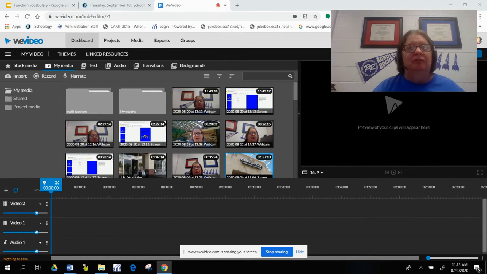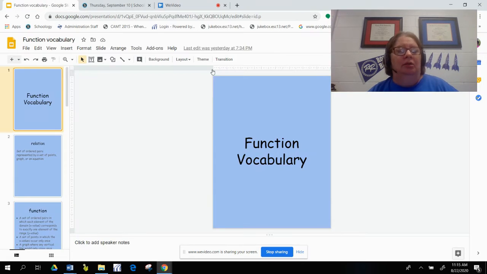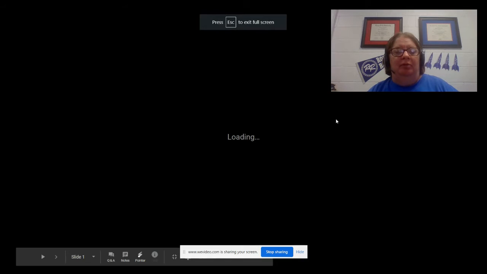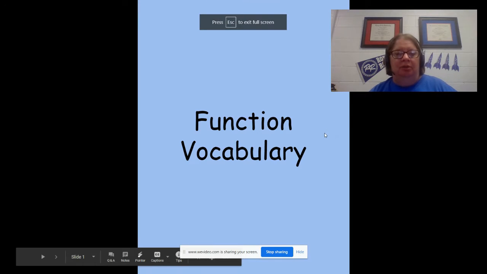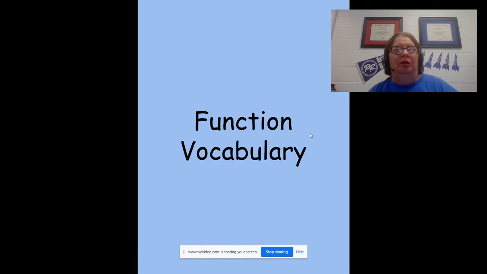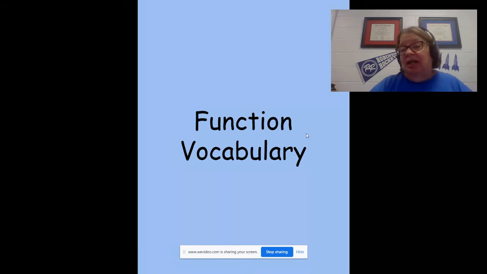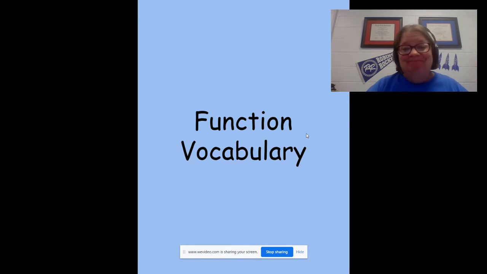So we're going to look at some function vocabulary that we're going to use all year through Algebra 2. Most of it should be familiar, but we're going to use it a lot as we go through Algebra 2. So let's look at some function vocabulary. You have this presentation on your Schoology page. When you open it, it'll have you make a copy. So if you want to write in it, add notes, put in a text box, or add images, however you want to do it, that's your copy.